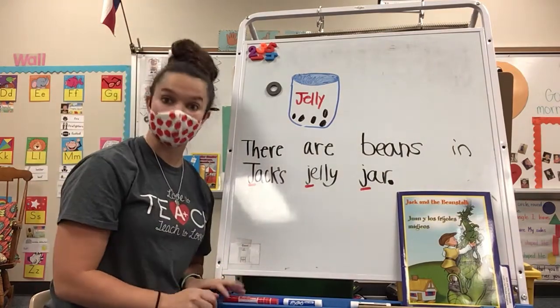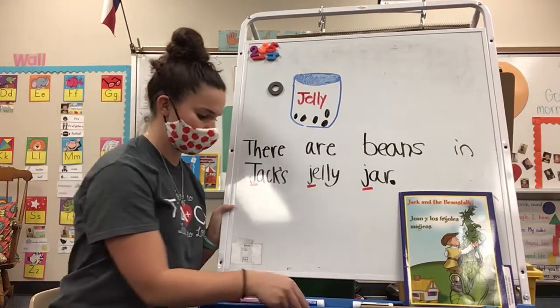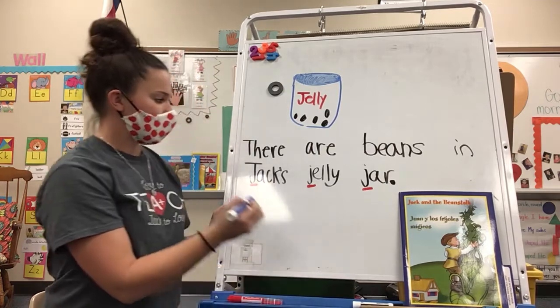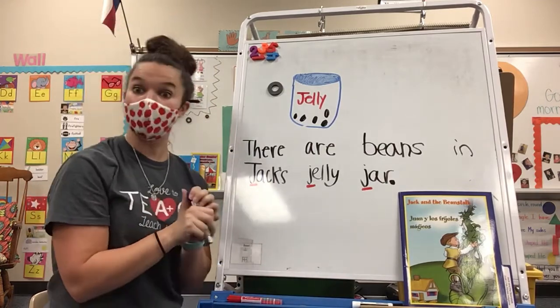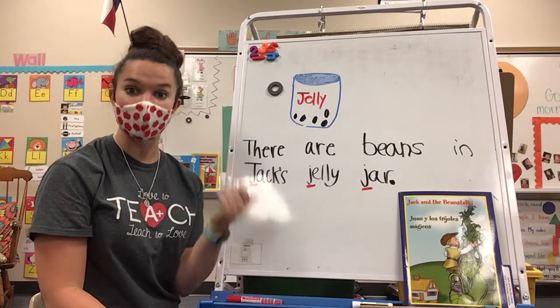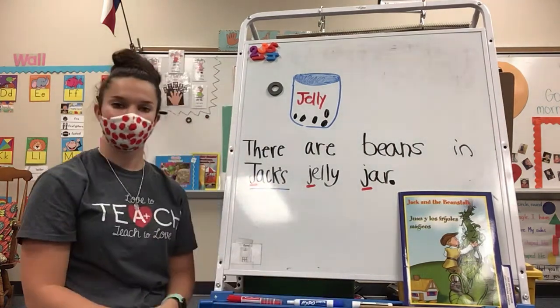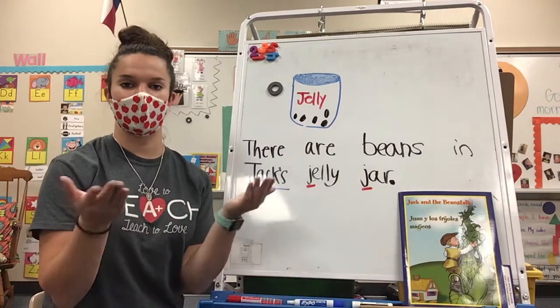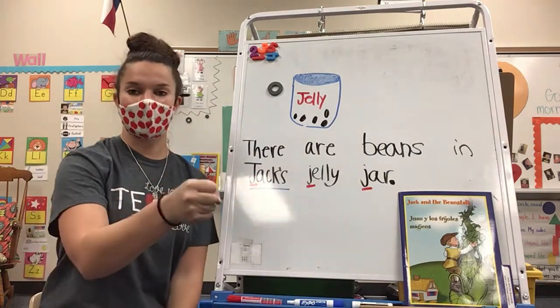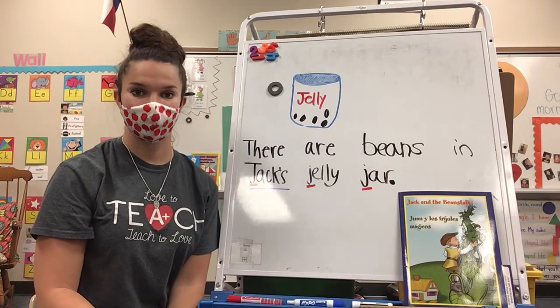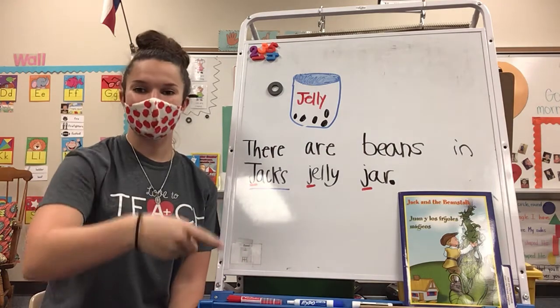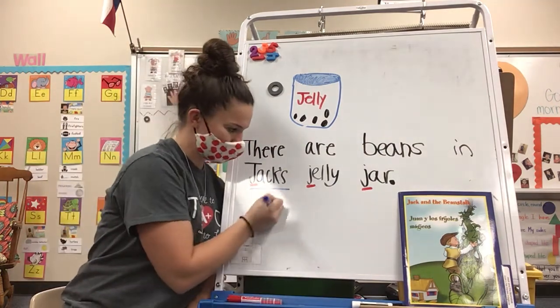Let's count some syllables today. We're going to count a couple syllables. We'll count our J words. How about that? Jack's jelly jar. All right. Say Jack's. Let's clap Jack's. Ready, go. Jack's. Count it. Ready, go. Jack's. 1 syllable. Good job.